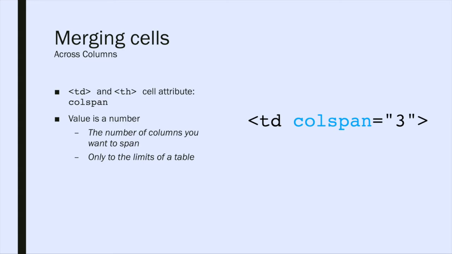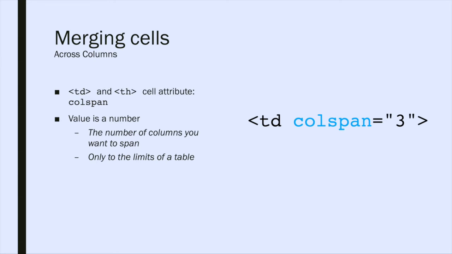Well, in this case, we're introducing the colspan attribute. This is how you can merge cells. This can be used with a TD or a TH cell, so that it is an attribute. The colspan is basically short for column span. The value is a number, and the number is the number of columns that you want to span, but it only limits to the limit of a table.